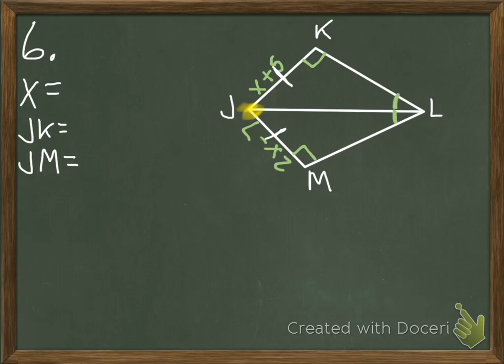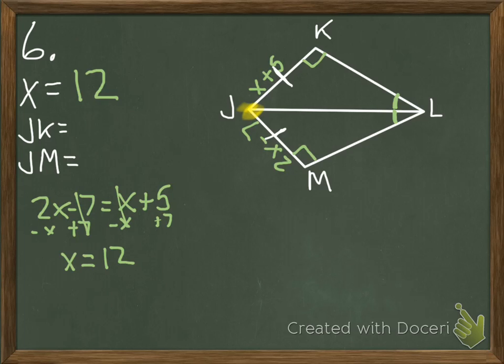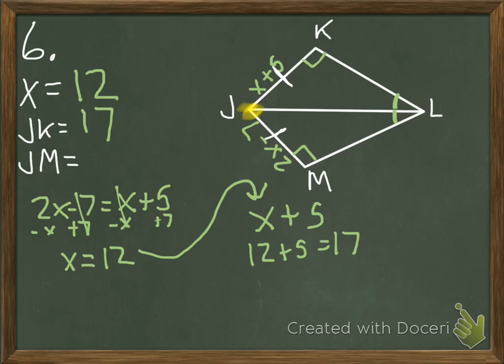So let's solve for x. We set the two segments equal to each other. We get 2x minus 7 equals x plus 5. Add 7 to both sides. Subtract x from both sides. You get x equals 12. So we got x. Now for JK, we know JK is x plus 5, so we're going to take our 12 and plug it in for x right there. We do 12 plus 5. That would give me 17. So JK is 17. And because we know JK is congruent to JM, that would make JM also 17.